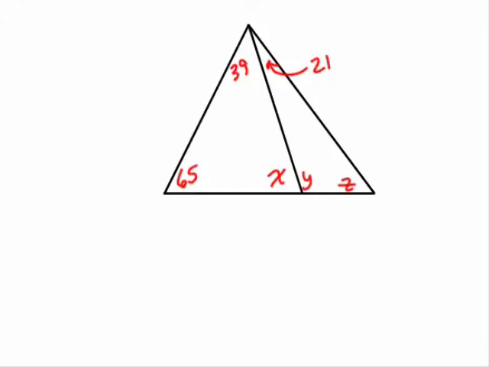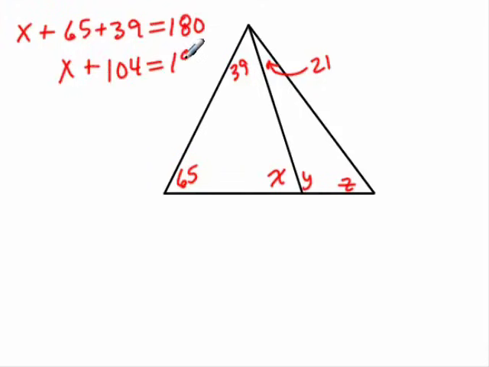Now, first thing we can do is look to the smaller left-hand triangle and solve for X. X plus 65 and 39 will equal 180 degrees. They form a triangle, so their sum will always equal 180. So X plus 104 equals 180. X equals 76. So let's plug that in so we can see that in our drawing as we go.